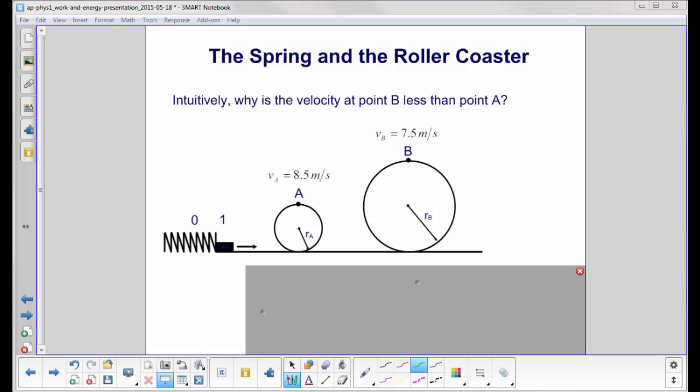Let's apply some physics intuition and discuss why the velocity at point B is less than the velocity at point A. Take a couple seconds, pause the video if you need to, and then we'll pull back the screen here.